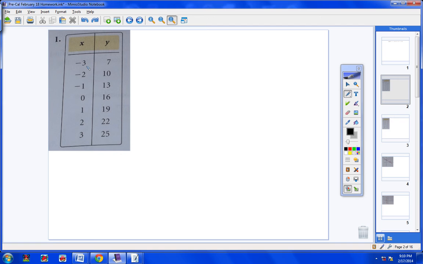So let's see. We're going from -3 to -2 to -1, 0, 1, 2, 3. So every single one of these, we're adding 1. Over here, we're adding 3 over and over and over. So the answer to question A, is the change in the inputs the same? The answer is yes.